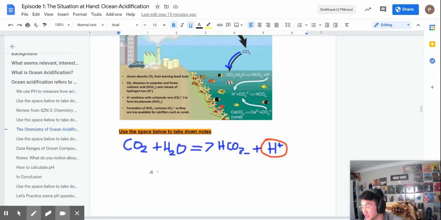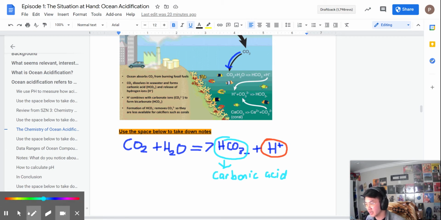And then this HCO3 here, which I'm going to circle in light blue, this is carbonic acid, okay? So this is carbonic acid. So carbonic acid and hydrogen ions are made from the reaction of water, which is H2O, and CO2, carbon dioxide, okay?